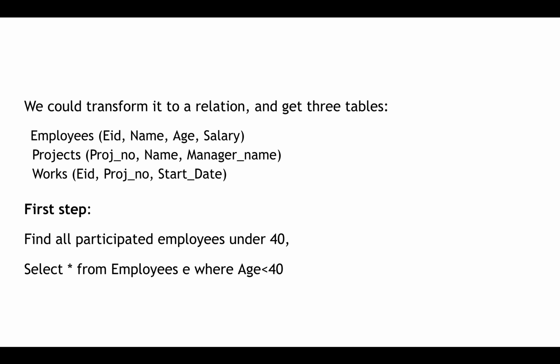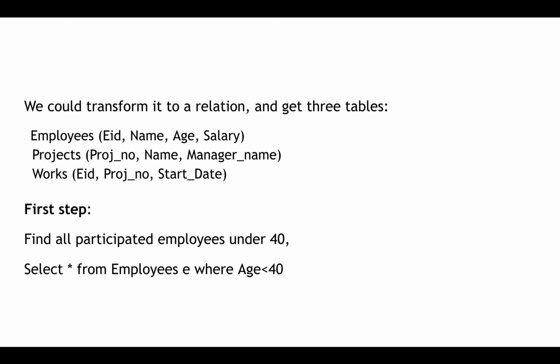We could transform it to relations and we get three tables. The employees table contains employee ID, name, age, and salary. The project table contains project number, project name, and the manager name of the project. And we get a relationship named works, and the EID and project number are the foreign keys of the relationship.